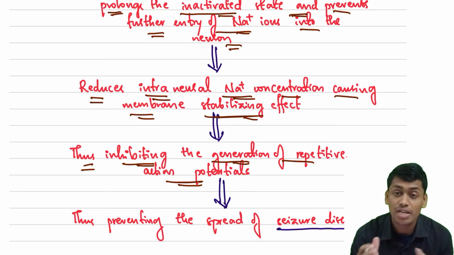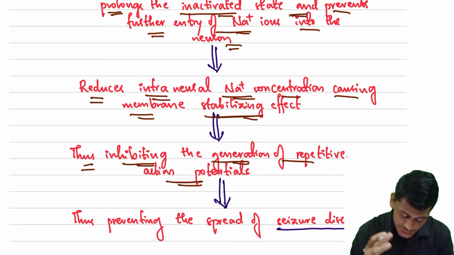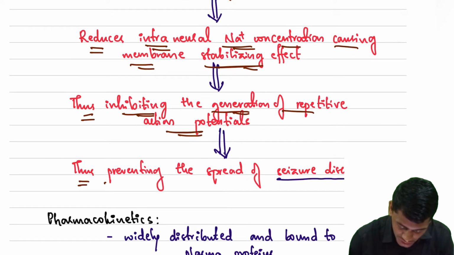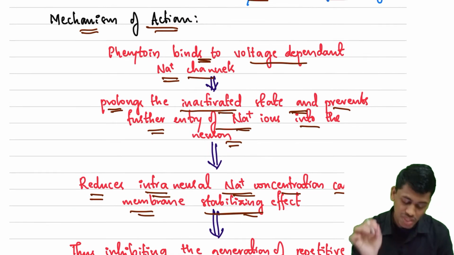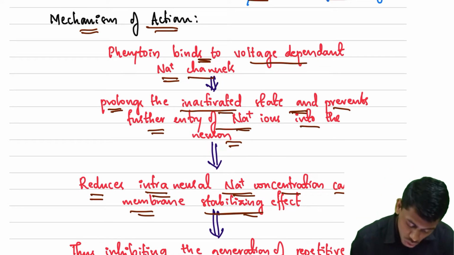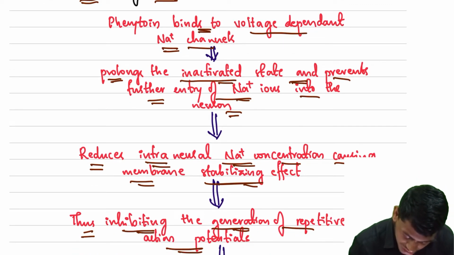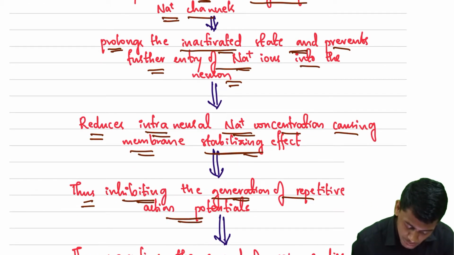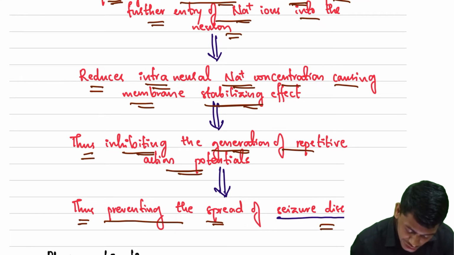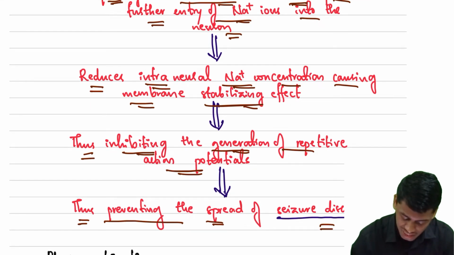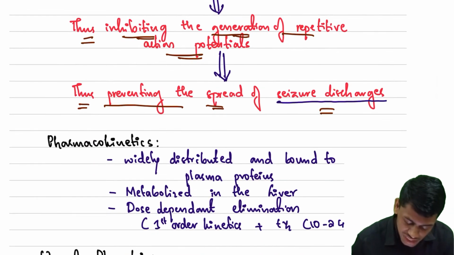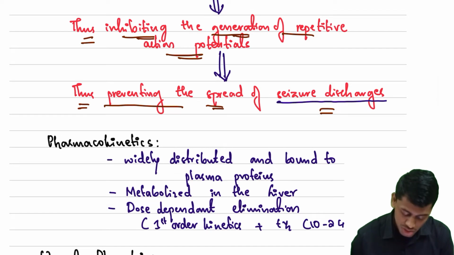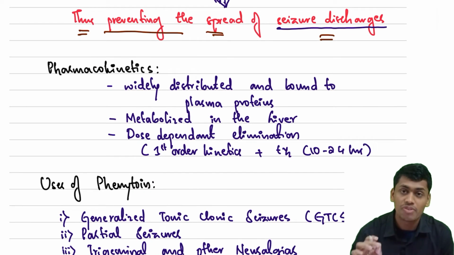By reducing the intraneural sodium concentration, it inhibits the generation of repetitive action potentials, thus finally preventing the spread of seizure discharges. So again I am repeating it, listen very carefully. Phenytoin binds to the voltage-dependent sodium channels. It prolongs the inactivated state and prevents further entry of sodium ions into the neuron. It reduces the intraneural sodium concentration, causing a membrane stabilizing effect, thus inhibiting the generation of repetitive action potentials, thus preventing the spread of seizure discharges. So this is the mechanism of action of phenytoin.